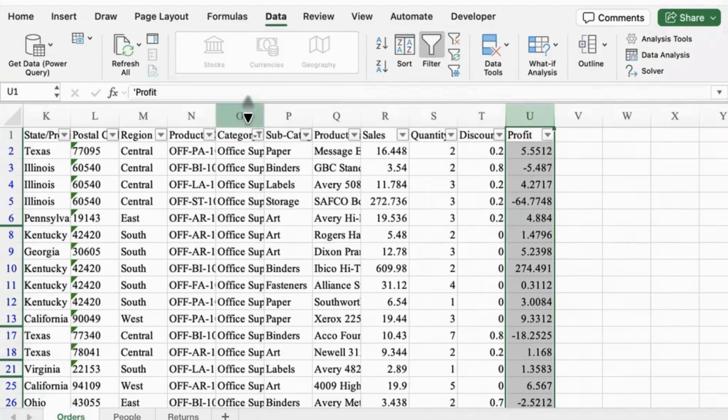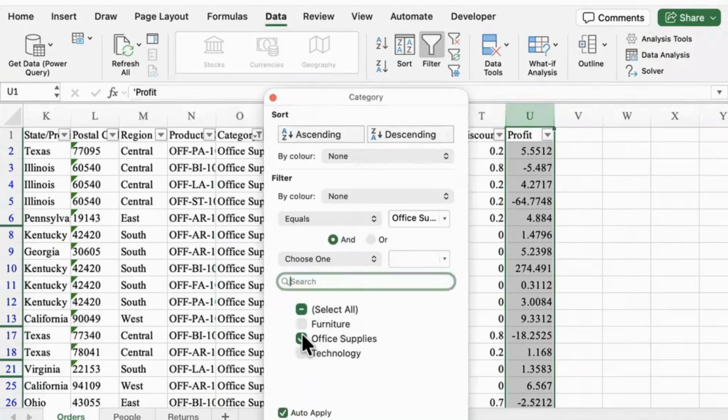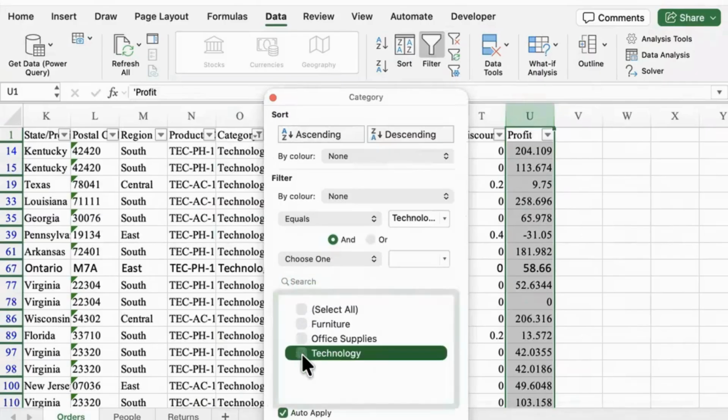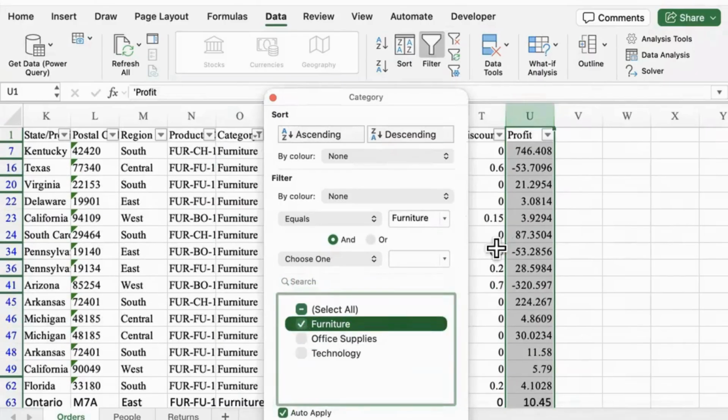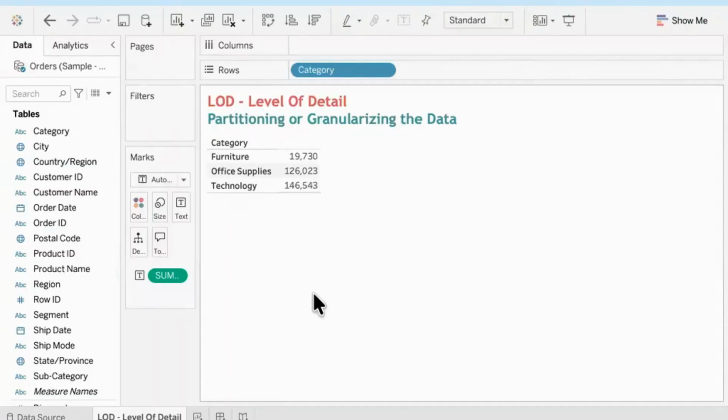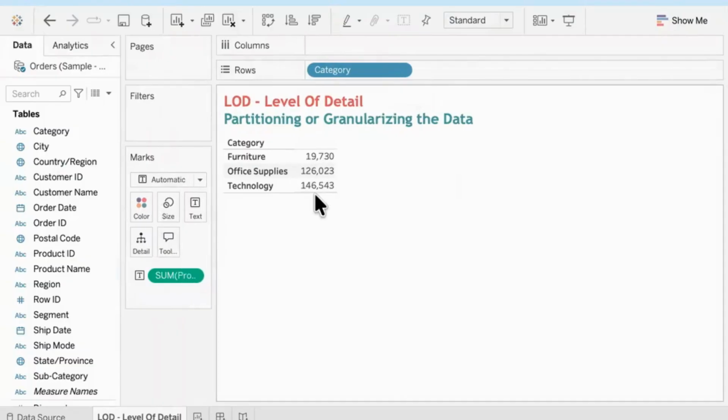Similarly, when I focus on office supplies alone, whatever is the total profit. And similarly, when I go to technology alone, whatever might be the total profit. So we are partitioning, we are breaking the data into smaller pieces, and then we are looking at the data corresponding to that particular part, that particular granule. That is partitioning or granularizing. So the dimensions used to create the chart control the granularity of the data in the graph. They control the level of detail at which all the calculations and aggregations work.